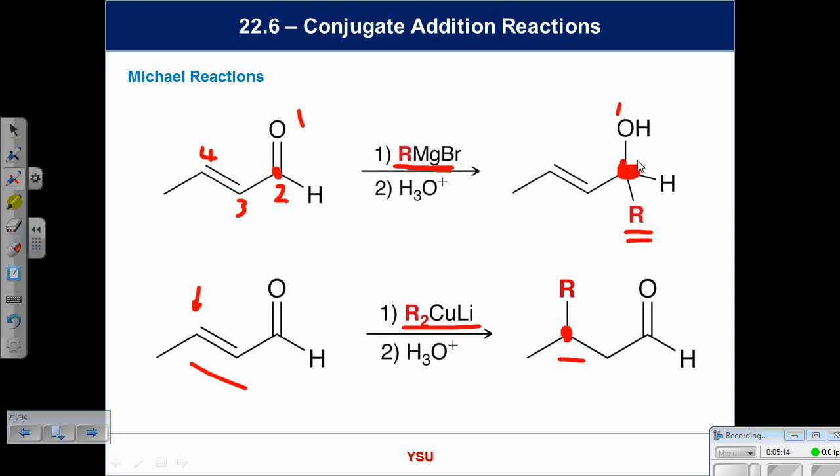There's atom 1, we added something to it. There's atom 2, we added something to it. That's a 1,2 addition product. The 1,4 addition product isn't immediately obvious. We have to sort of work out where that comes from. But those two reactions are very useful synthetically, and you'll see them a lot.